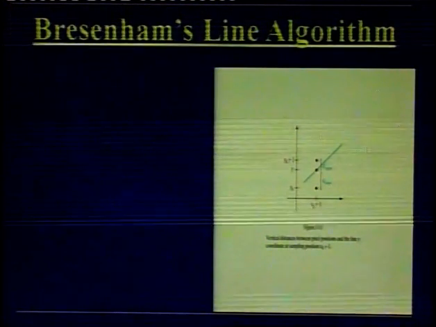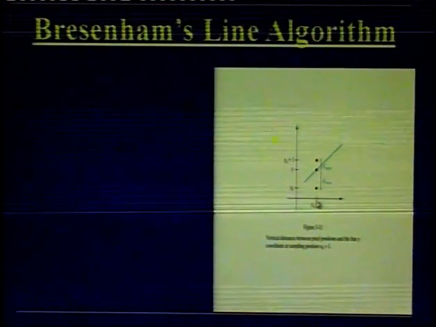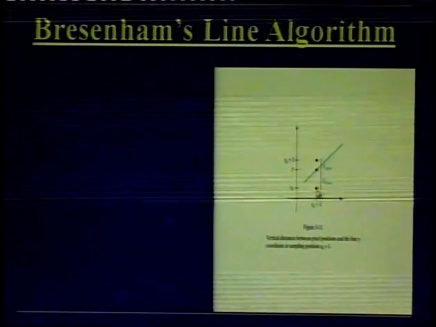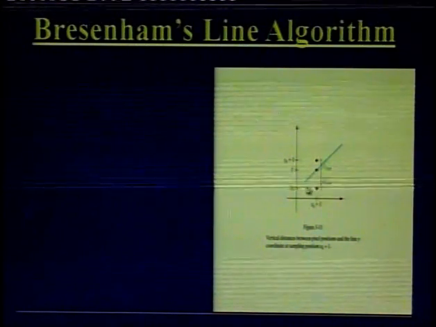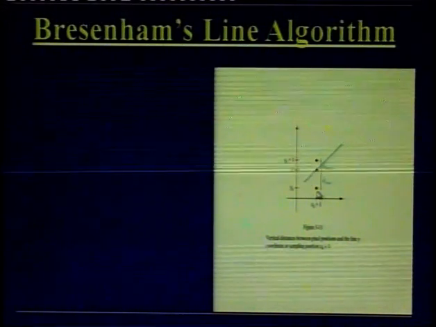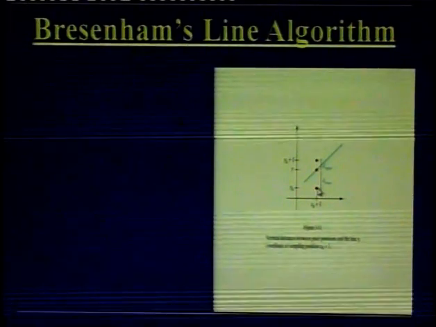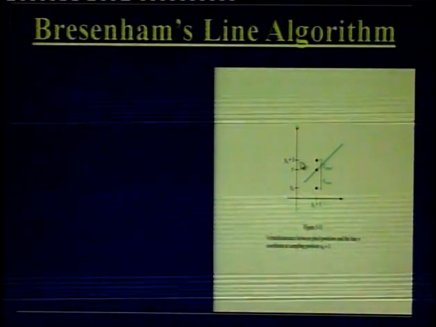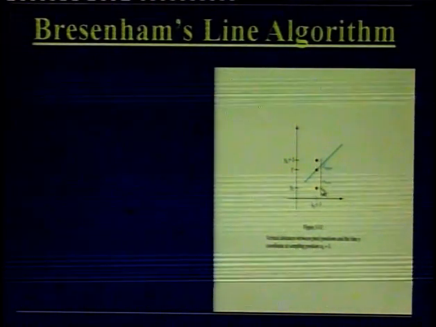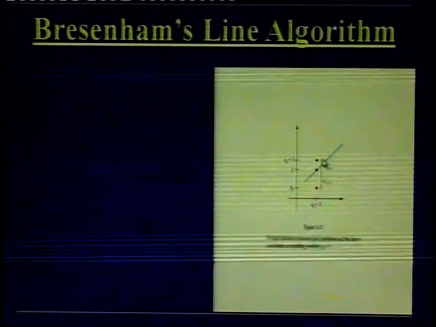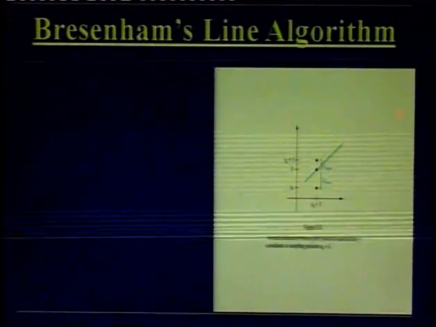I have only 5 minutes to cover. Suppose this is xk and xk plus 1. At xk and yk I have already drawn a pixel. At xk plus 1 the next pixel will be at xk plus 1, and there are two options: the next pixel may be yk or yk plus 1. We don't know which one will be the next pixel.